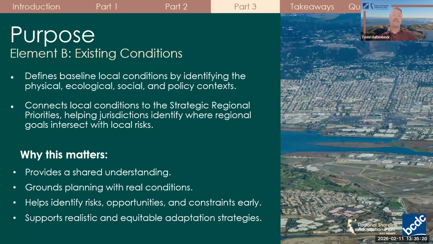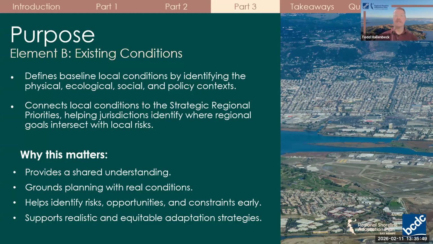Element B focuses on existing conditions. Its purpose is to identify the baseline local conditions that shape vulnerability and adaptation decisions in your planning area. This element brings together physical and ecological, social and policy contexts, so jurisdictions have a shared understanding of the current conditions along their shoreline. That includes what assets and systems exist today, how the landscape functions, and how people and communities interact with these places.